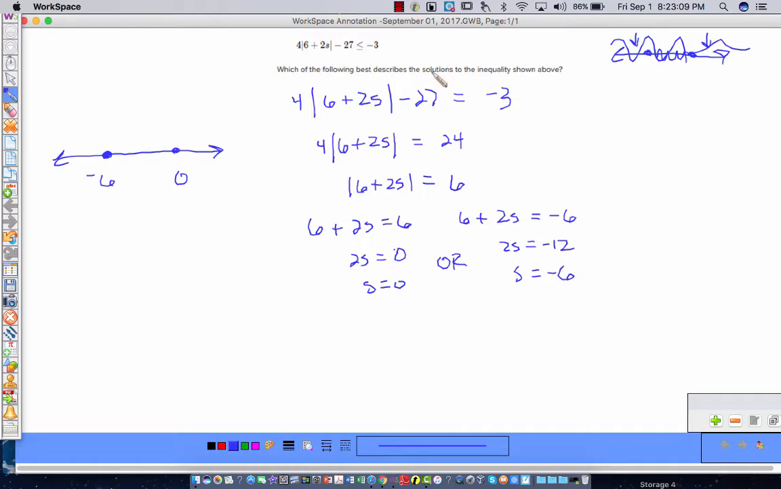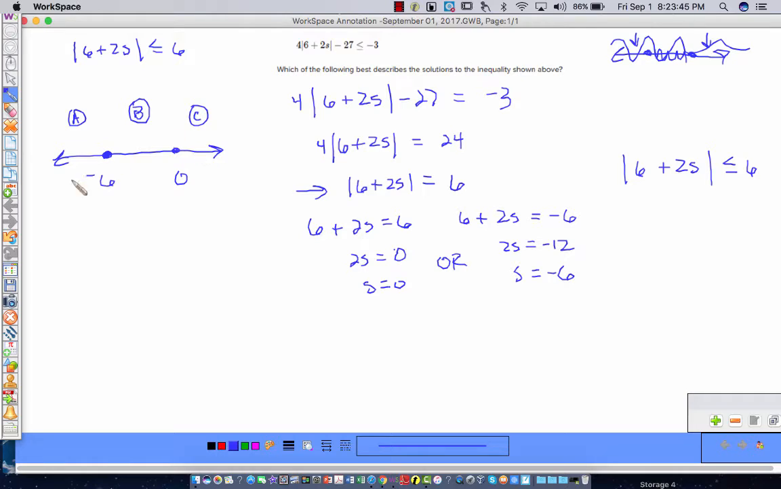To test, I'm not going to go all the way back. I simplified the equation to right here, but in order to test it, I have to rewrite it as an inequality. The absolute value of 6 plus 2s, and I'm again going to use less than or equal to 6. Maybe I should write that up here: absolute value of 6 plus 2s less than or equal to 6. And I have three regions: region A right here, region B, and region C.